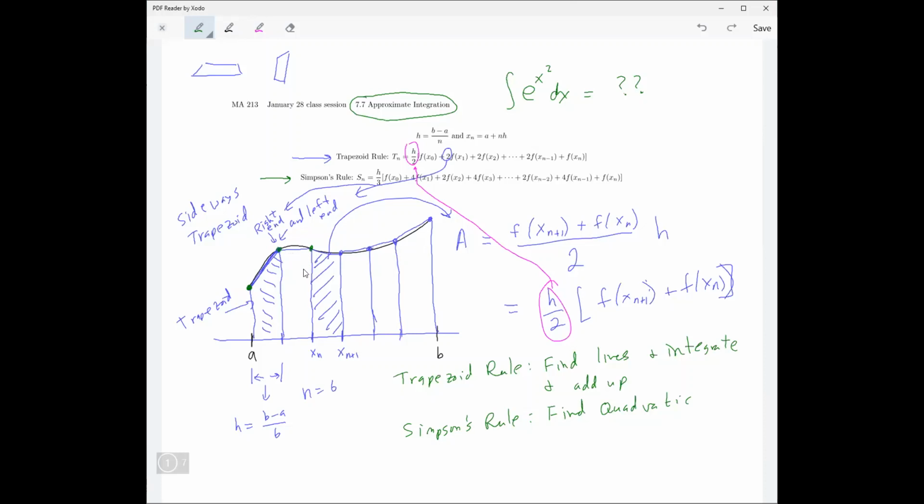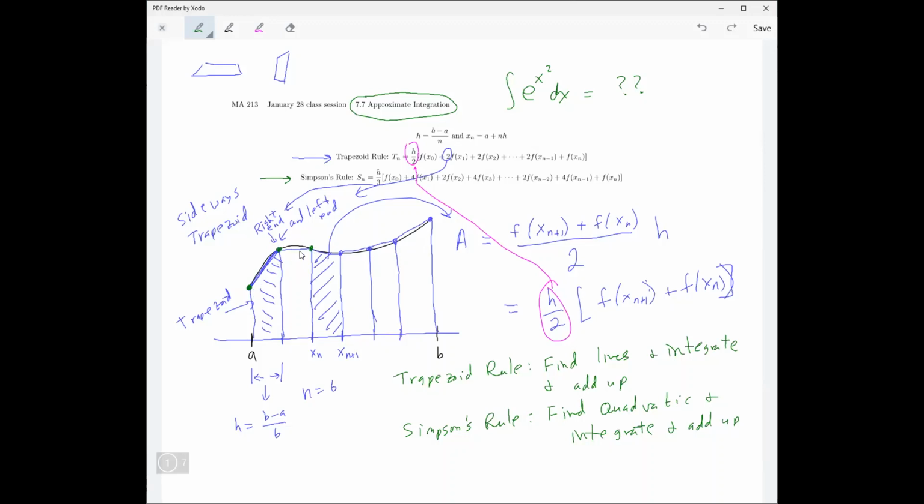So essentially what you're doing is, if you were to find that quadratic that goes through these 3 points and integrate it, and add them up. So integrating across those 3 points, add that up. That could be a long process to figure out what quadratic goes through these 3 points. It could be a lot of work.